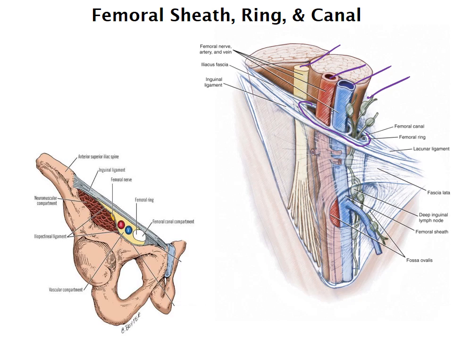A good way to remember all of these structures is with the mnemonic NAVEL: N-A-V, lowercase e, and L. The N, of course, we're going from lateral to medial. The N is the femoral nerve, the A is the artery, the V is the vein, the E is the empty space, and then the L are the lymphatics.